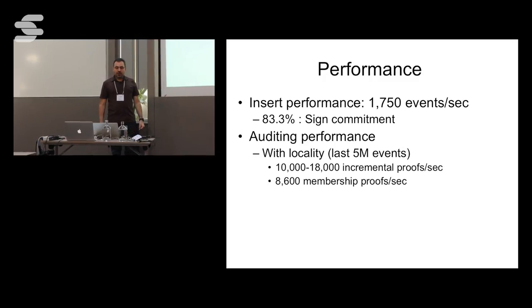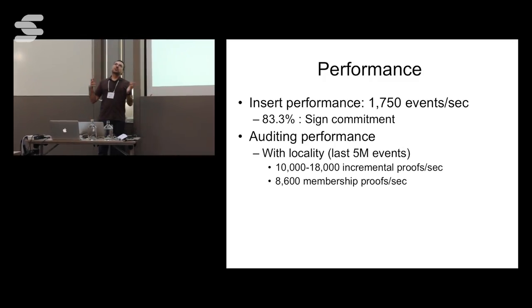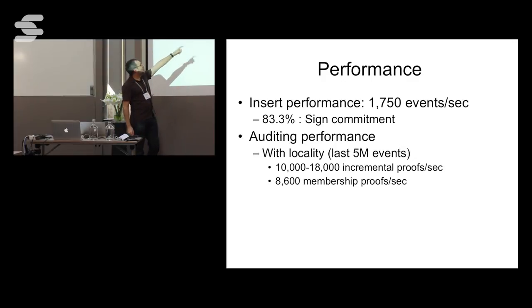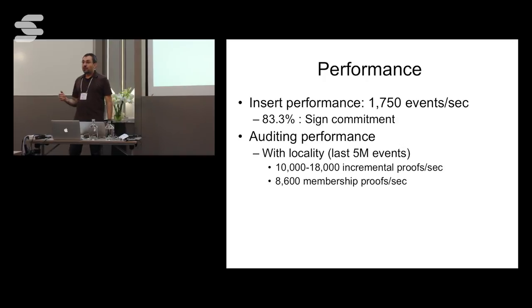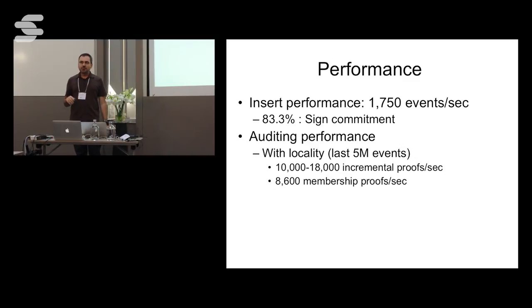Auditing: we said, what if we're only looking at relatively recent events? We were able to compute 10 to 18,000 proofs per second, and around 8,000 membership proofs per second. So the log server on the slow, crappy processor from 2007 was able to move along significantly faster than the insert performance even. It would be fun to rerun this on a modern computer and see how the numbers have changed. My rough guess is take everything and put another zero at the end.